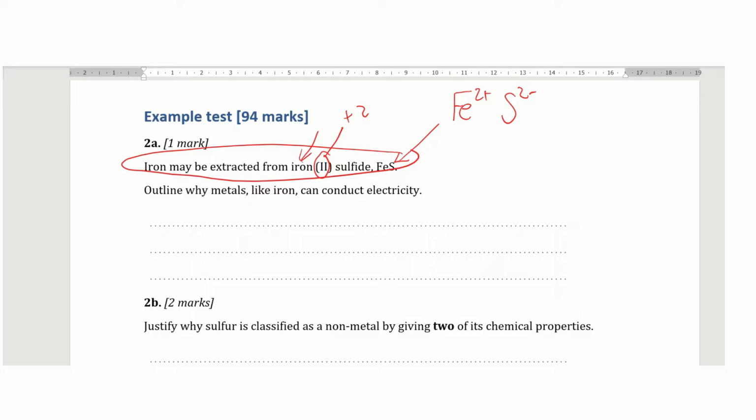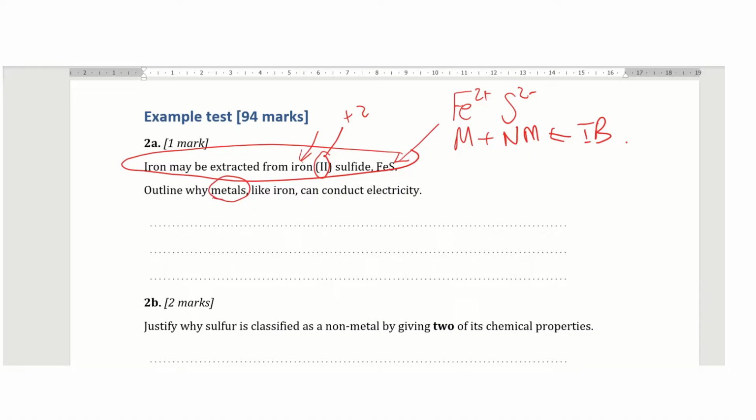So I also know iron is a metal and sulfur is a non-metal. So here I also have an ionic bond. So I have an ionic compound. I can keep these in mind while I start to answer the questions. The first part is telling you to outline why metals like iron can conduct electricity.